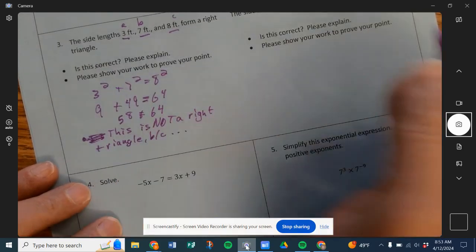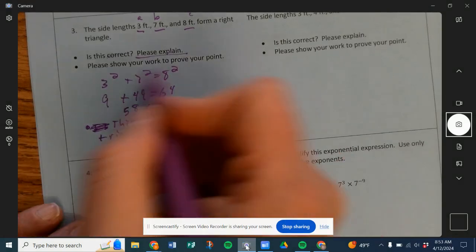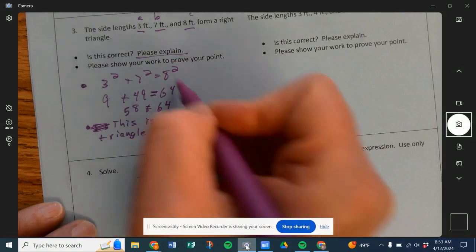Because that's the please explain part, and I'm going to let you do that. How would you explain why that's not a right triangle? Please show your work to prove your point. That's your work right there.